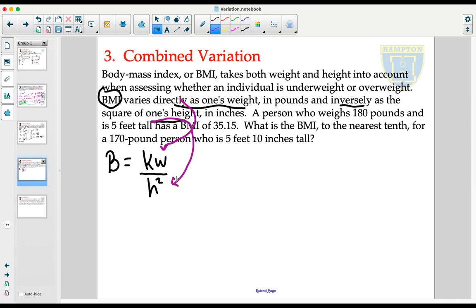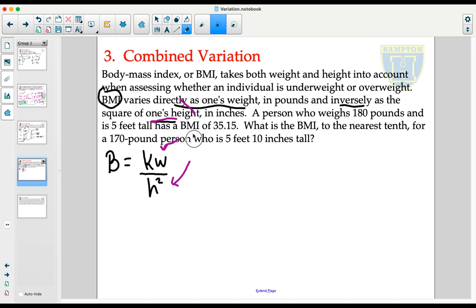Just as we did with direct and inverse variations when they were by themselves, we use the information that we're provided to write out as much of the equation as we can, ideally determining k. Because BMI's variable is now dependent on two other variables, we need to make sure we include all of that information.